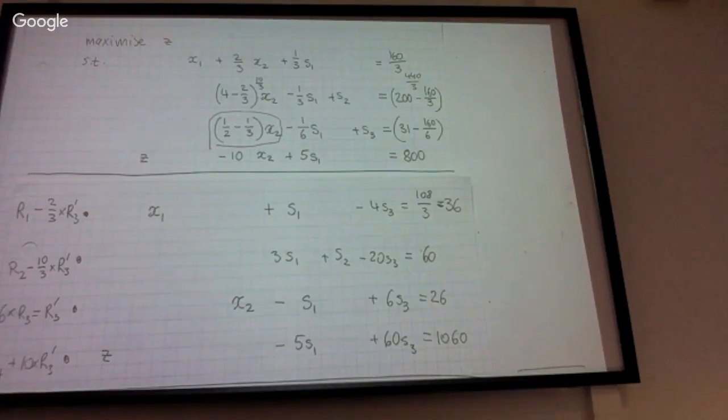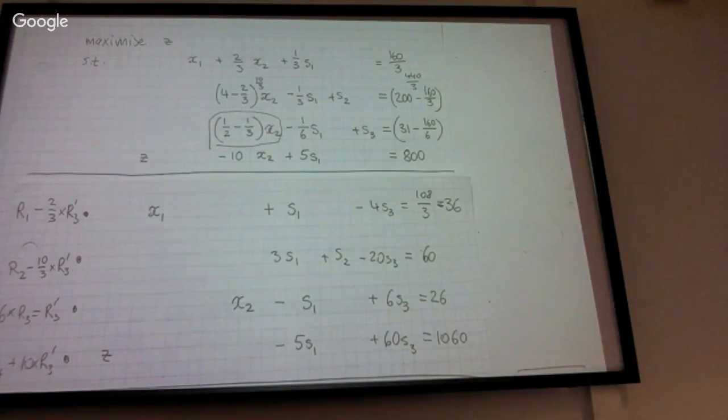And the next thing we did was we need to subtract 10/3 of the new equation from the second equation, so we get a 0. We need to subtract 2/3 of the new equation from the first equation, so we get a 0. And we need to add 10 times the new equation to the Z equation, so that we get a 0 here. That's it.